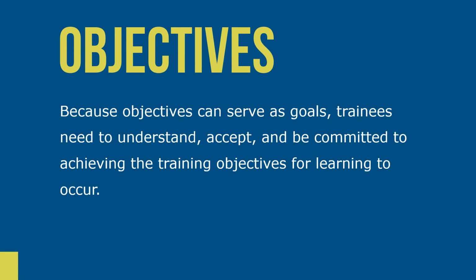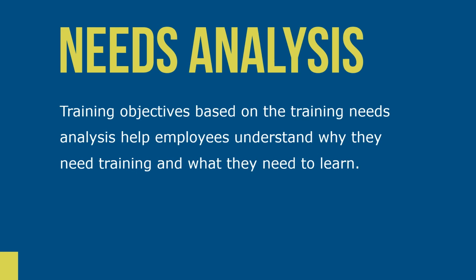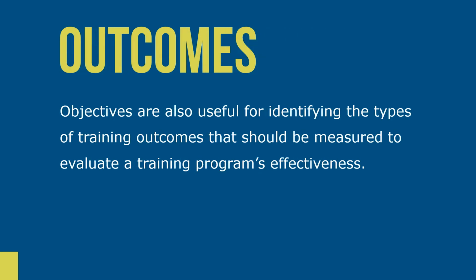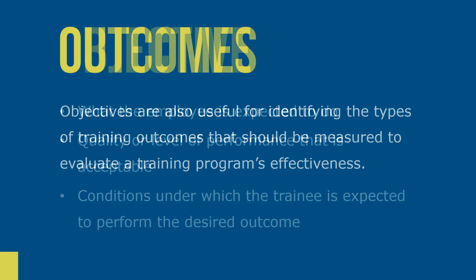There may be objectives for each training session as well as overall objectives for a program. Because objectives can serve as goals, trainees need to understand, accept, and be committed to achieving the training objectives for learning to occur. Training objectives based on the training needs analysis help employees understand why they need training and what they need to learn. Objectives are also useful for identifying the types of training outcomes that should be measured to evaluate a training program's effectiveness.